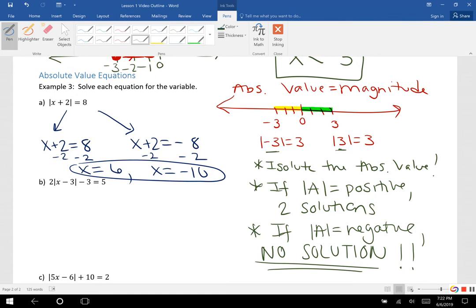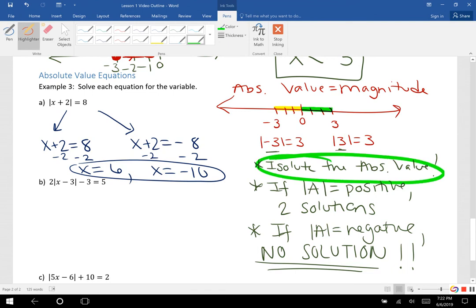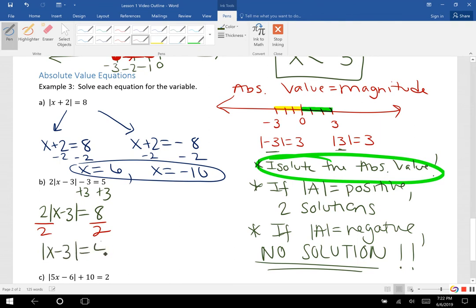Same process, or the same concept, can be used in part B, except for this particular equation, we have to isolate the absolute value. The absolute value has to be by itself on one side of the equation. So I'm going to add the 3 to do that. Now I've got 2 absolute value of x minus 3 is 8. And then let's see, we've got to get rid of that 2, so I'm going to divide both sides by 2. Absolute value of x minus 3 is 4.